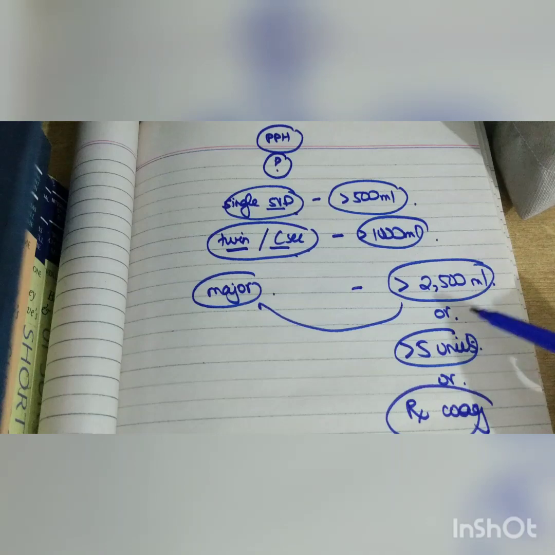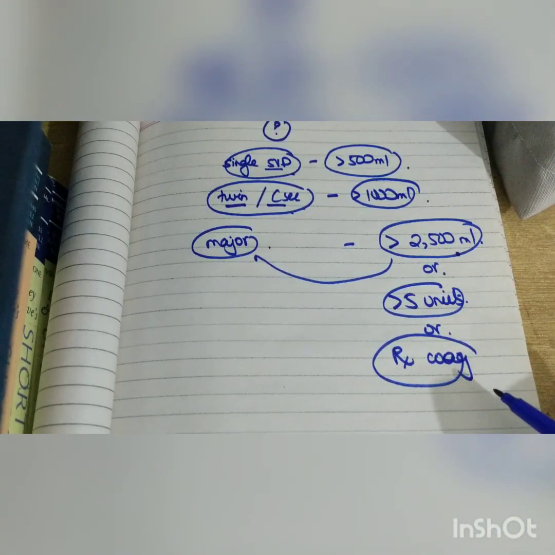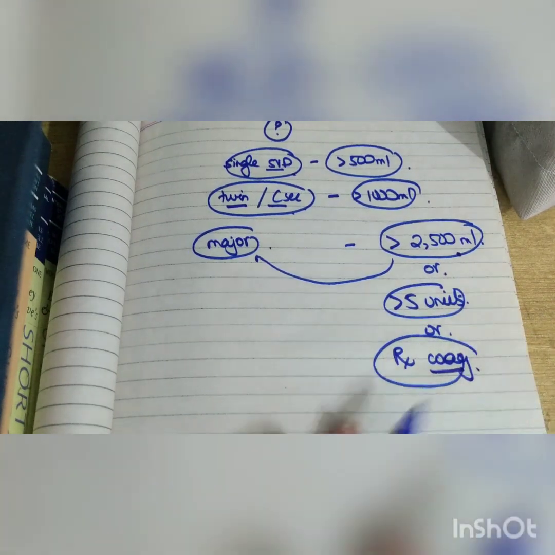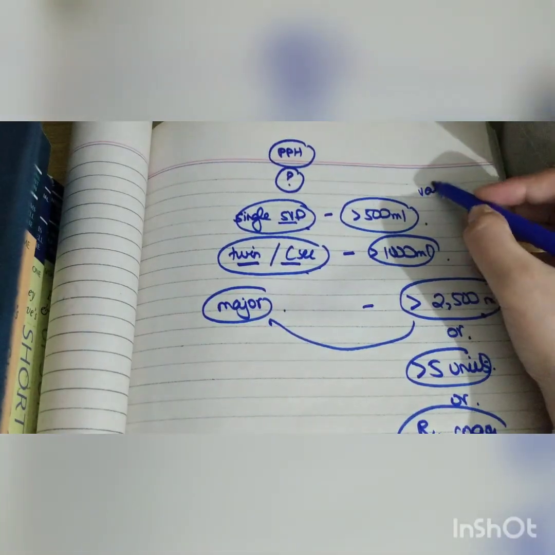So let's say that the blood loss is not more than 2500 milliliters, but the patient has suddenly undergone DIC after delivery or during delivery and requires treatment for coagulopathy, then we are also going to consider it as a major obstetric hemorrhage. Okay, so these are all the values.